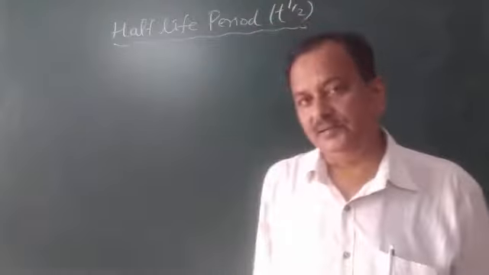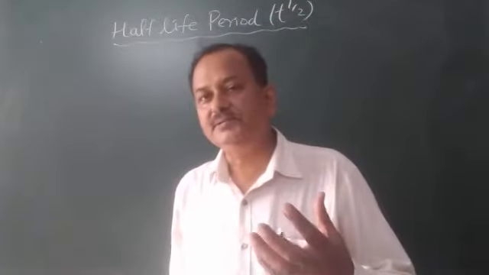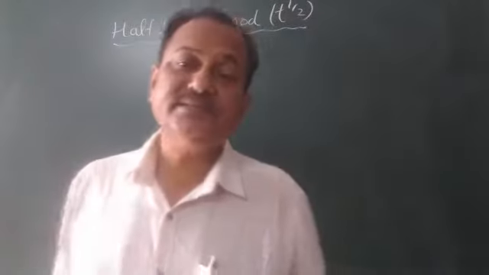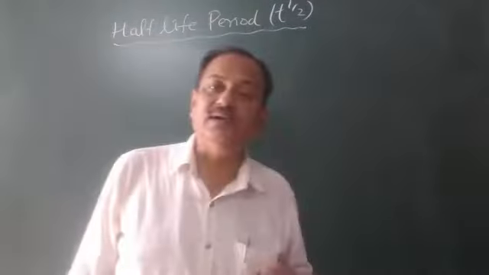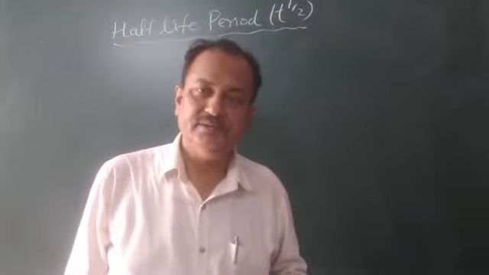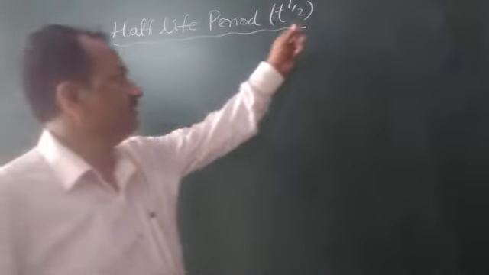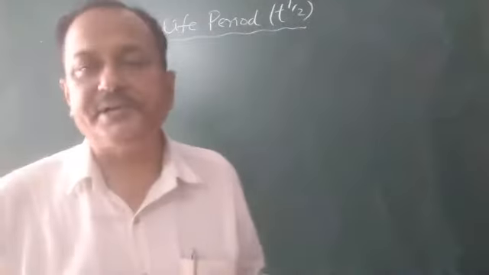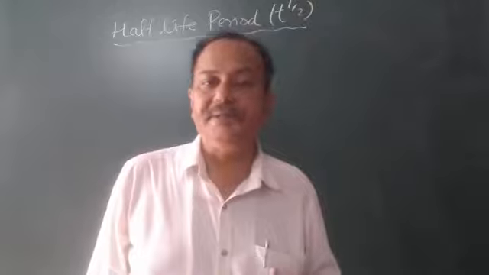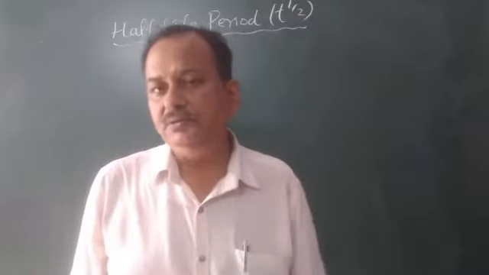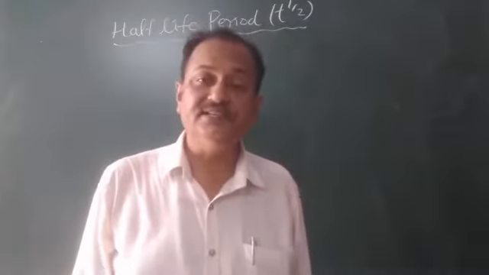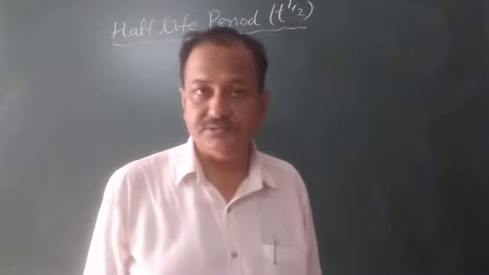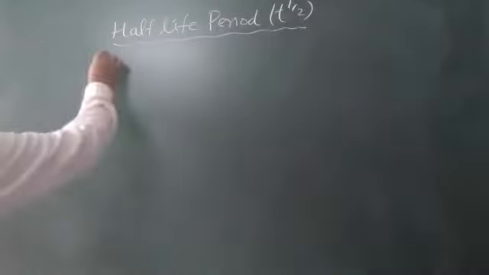Now I am going to explain a small but very important point in kinetics, and it is called the half-life period, or simply it is represented as T half. By half-life period we mean the time period in which the amount of radioactive substance is reduced to half of its original amount.